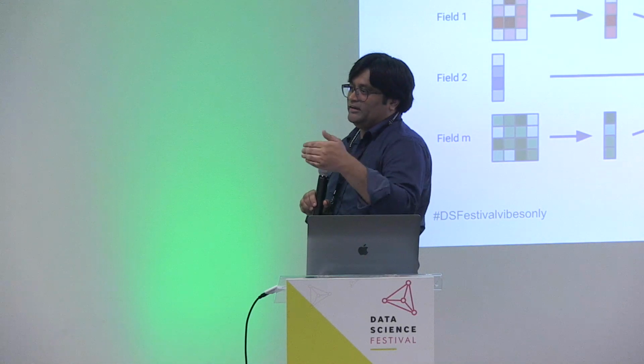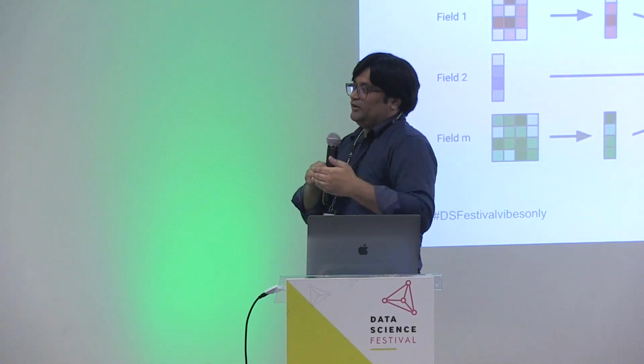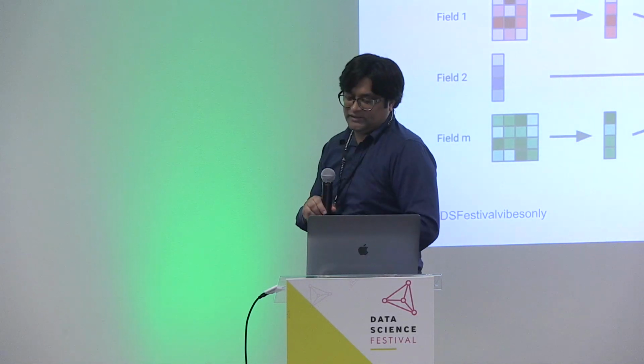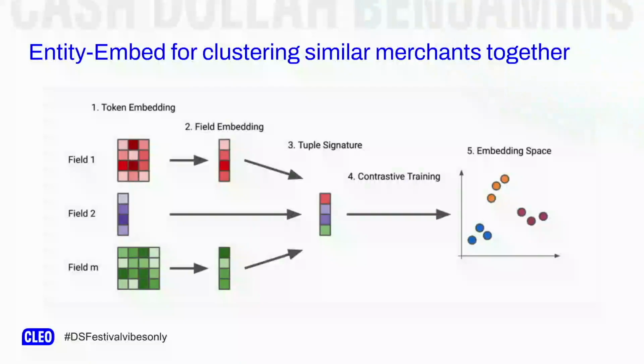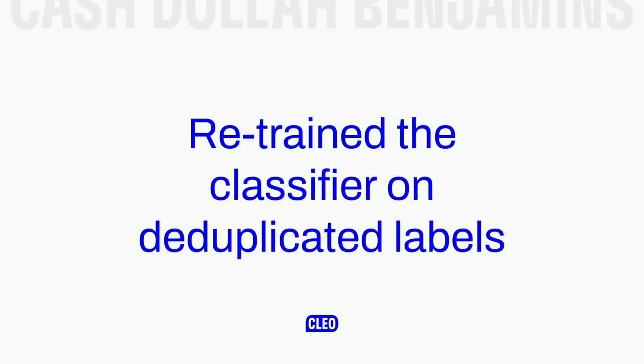So we could define a threshold: if similarity between two clusters in this embedding space is greater than that, we can mark them as duplicates. This is what we use for the deduplication of the merchants. We applied this on the labels and reduced the number of labels by eliminating some of the duplicate merchants and merging them together, and retrained the classifier on the deduplicated labels.